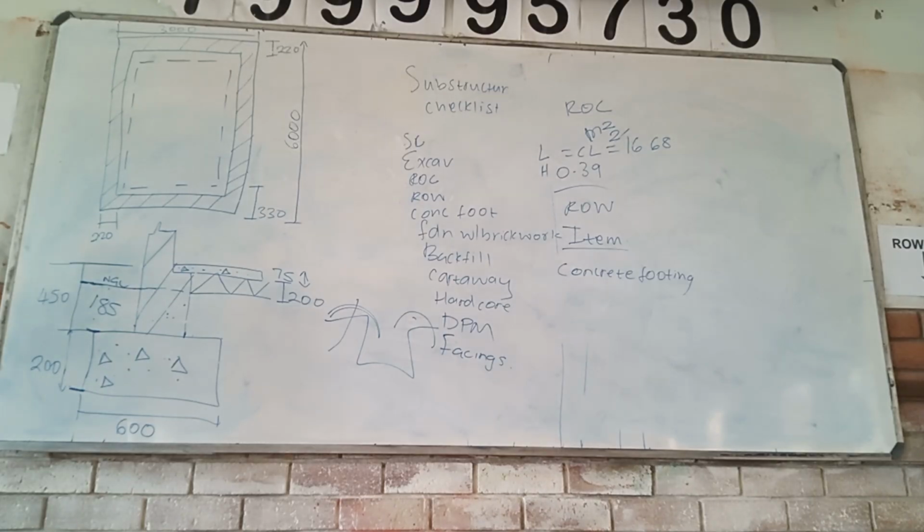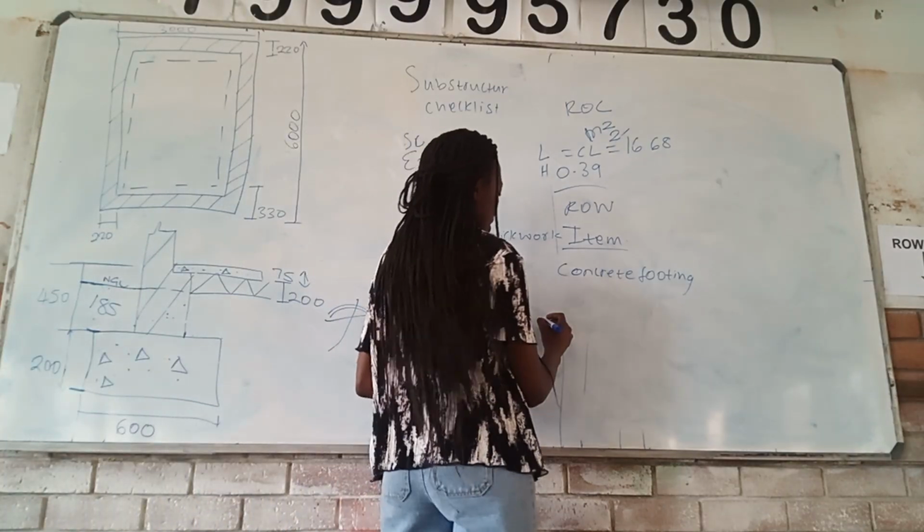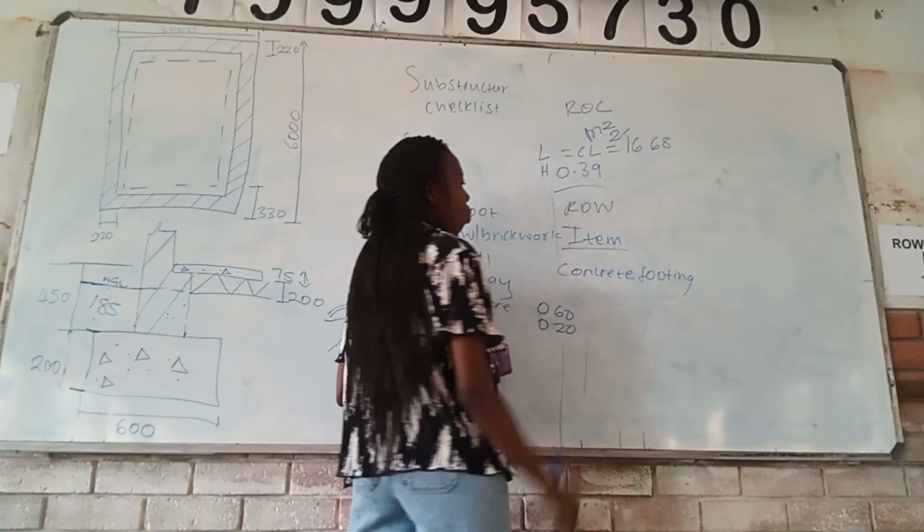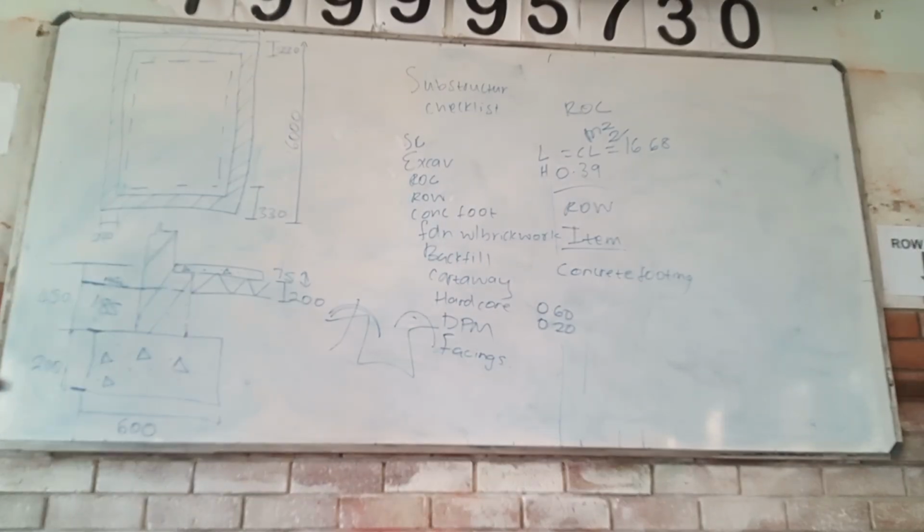What is the height of our concrete footing? It's 200. Concrete footing is easy. You don't calculate anything. You just look at this footing. The height it will be given to is 200. The width it will be given to is 600. So the height is 0,20. The width is 0,60. What is the length of the concrete footing?